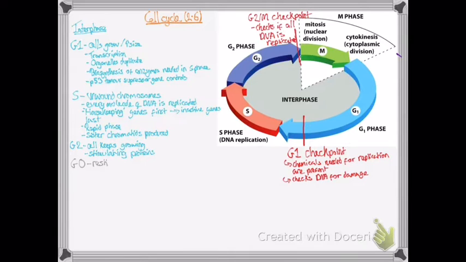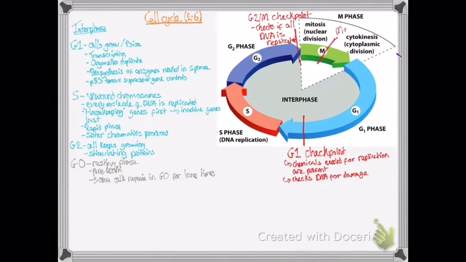Right, so what is G0? It is the phase that is not included on this diagram, but it's the resting phase. So some cells go straight from M phase to G0, and cells such as neurons enter G0 phase because they just want to carry out their function.